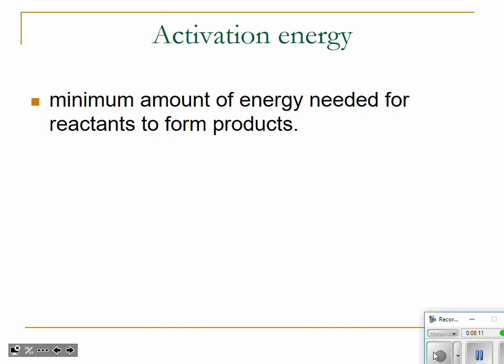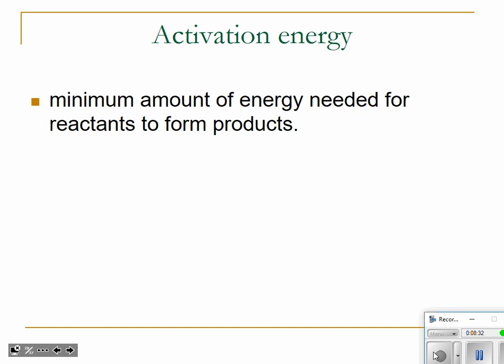So in a chemical reaction, we need a certain amount of energy. We did a lab in chemistry the other day with a magnesium ribbon. Okay? We had magnesium ribbon and we reacted it to make magnesium oxide.